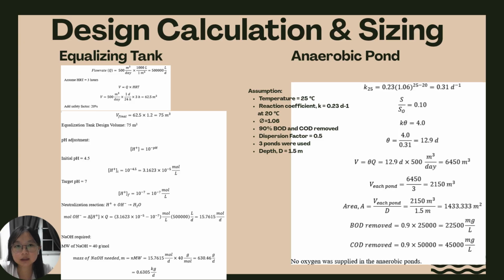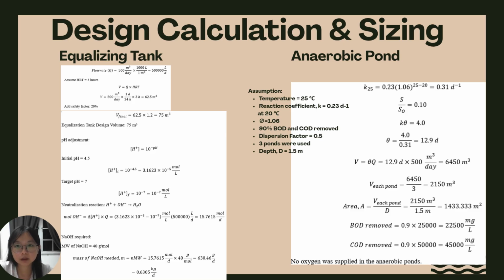After the design calculation for the equalizing tank, we know that the volume of the tank is 62.5 meter cubed. After adding the safety factor of 20%, the final volume of the tank is 75 meter cubed. Then our target pH value is equal to 7. So 0.6305 kilograms per day of sodium hydroxide is needed to adjust the pH.